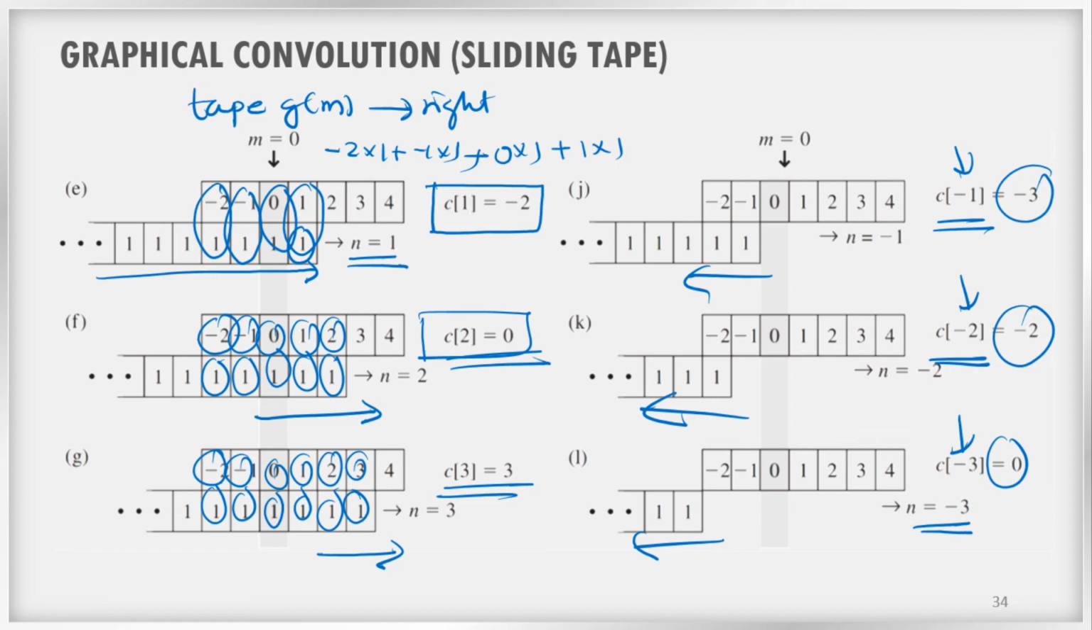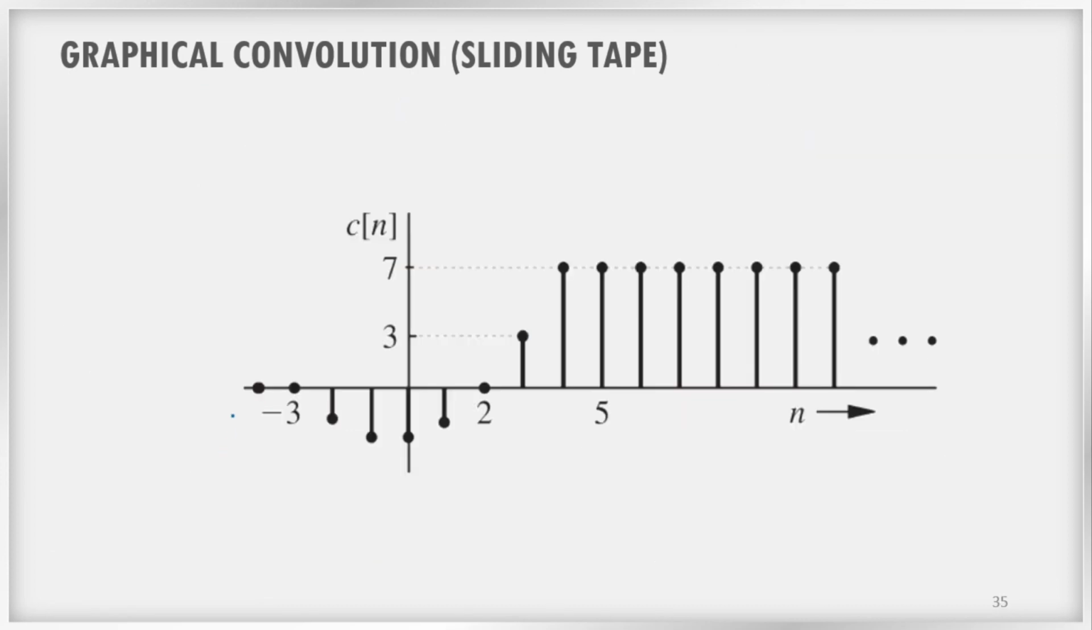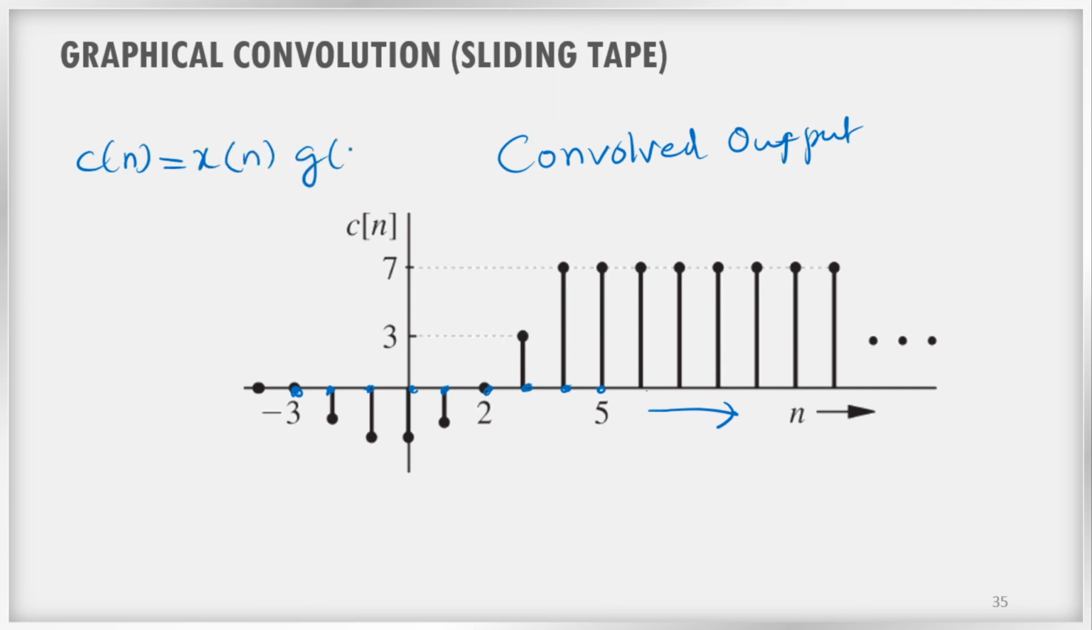Now if I plot all these values of C of n, that is n varies from minus 2, minus 1, 0, 1, 2, 3 on a plot, I will get the output. So you can see the output here. The output is like this, right? So this is minus 3 index, minus 2 index, minus 1 index, 0th index, first index, second index, third index, fourth index, fifth index. It is going on like this, right? So this is the convolved output by convolving x of n and g of n, right?